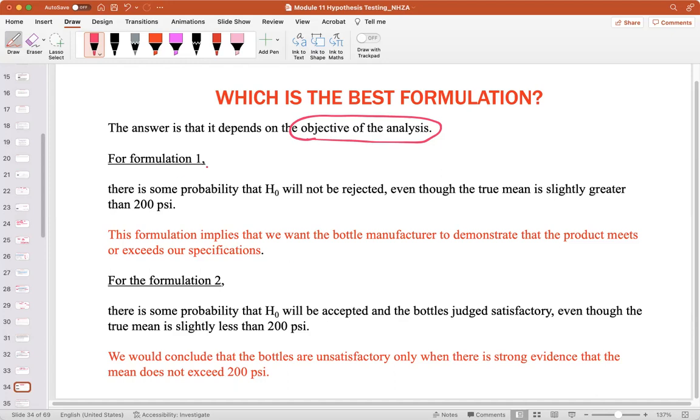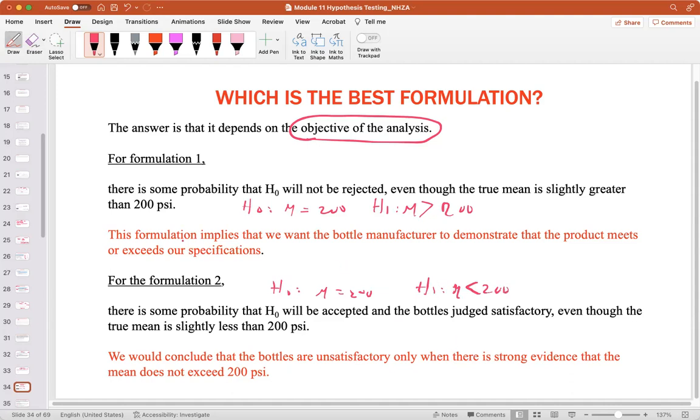Okay, so for formulation number one, there is some probability that H naught will not be rejected even though the true mean is slightly higher. For formulation number one, what was it just now? It was mu is equal to 200 PSI, or mu is greater than 200. So this was our H1. Sorry about that. Very poor handwriting. Okay, so this was formulation number one. Formulation number two, let me just write that over here so we can discuss it. Mu is less than 200.